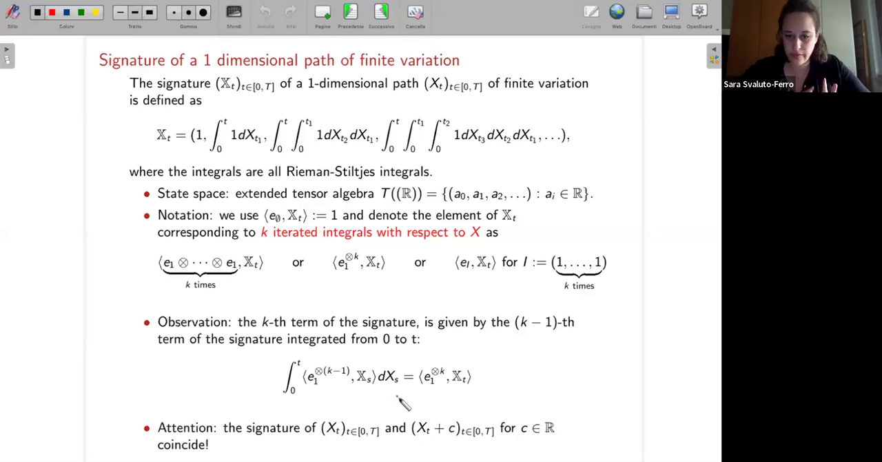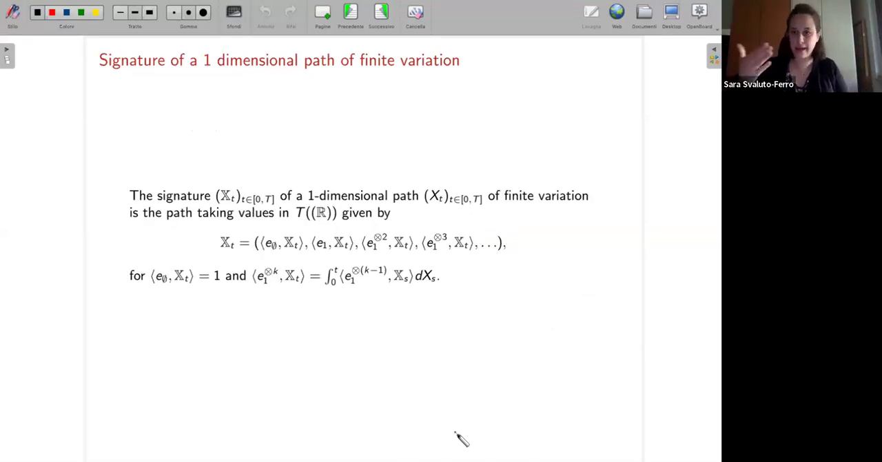There is one important observation that we need to make. Here we do not see what the initial condition of our path is. Since here we always differentiate, if we shift x by a constant, we will never see the constant. So with the signature, we can characterize the trajectory up to constant shifts. If it constantly moves up or down, you cannot see it. Good to keep in mind.